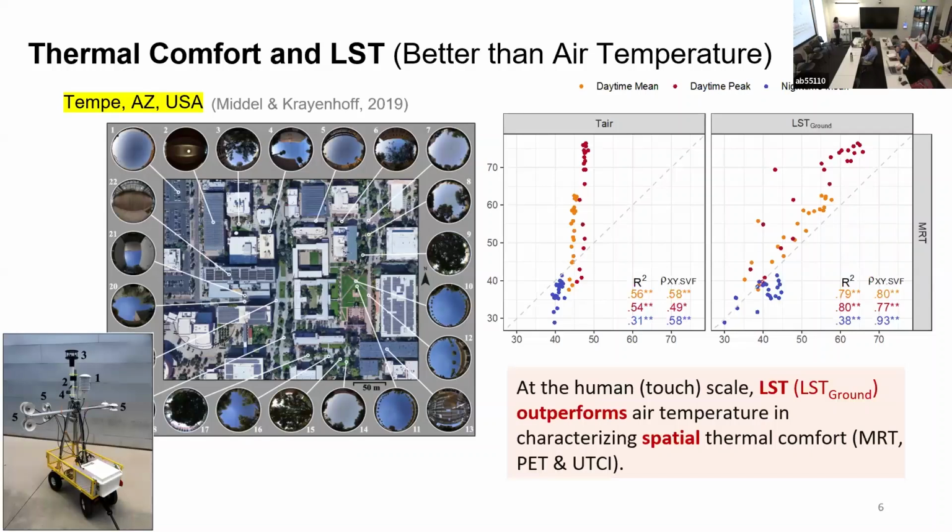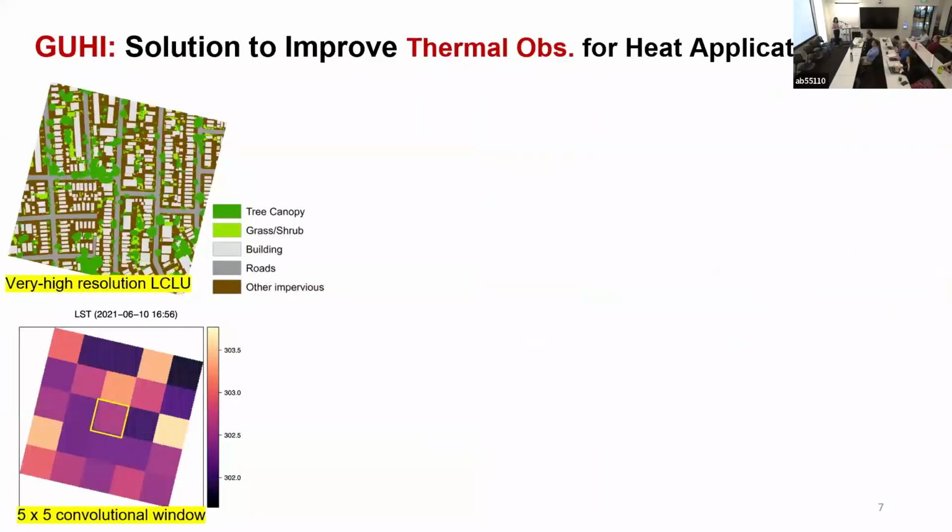We also tested other indices, the physiological equivalent temperature and the UTCI, the universal thermal climate index, and they also show that LST on the ground is much better for spatial heat variation. So here we want to fill those gaps mentioned in the past.